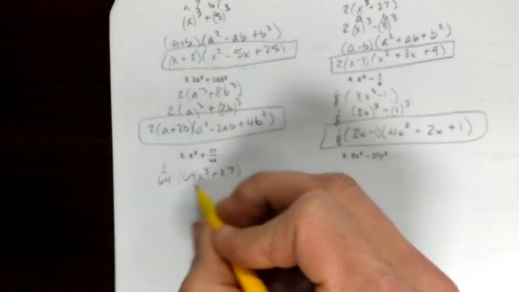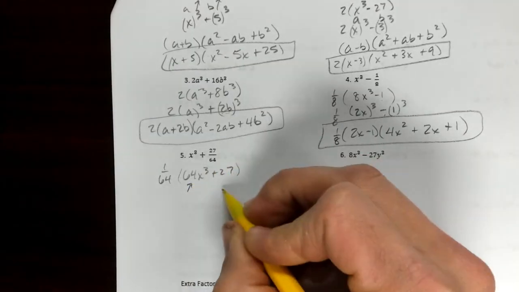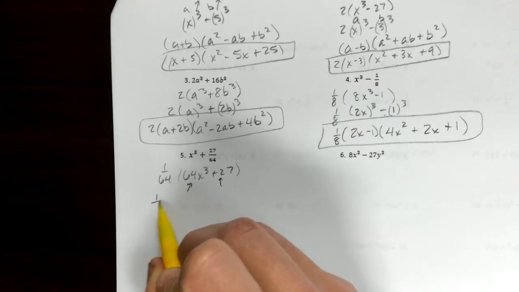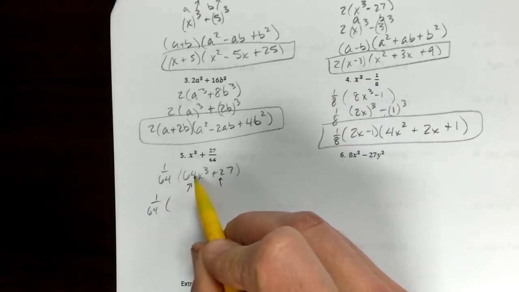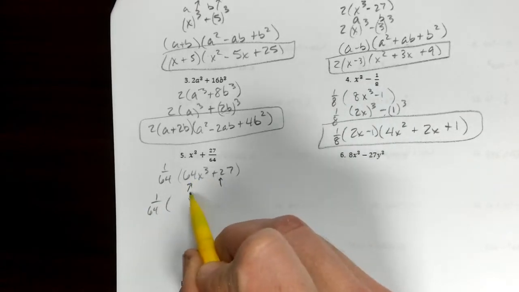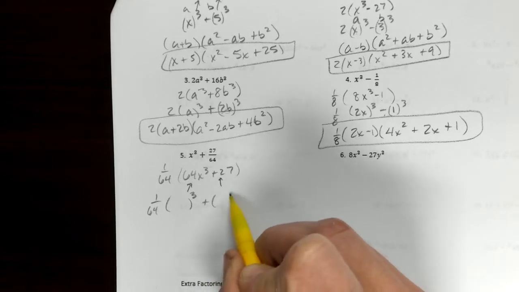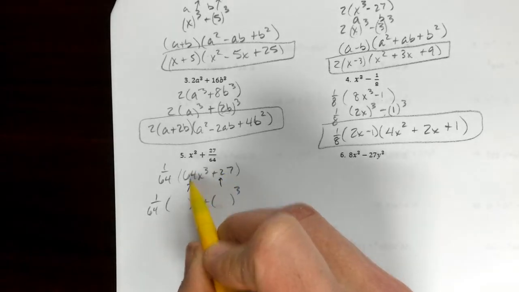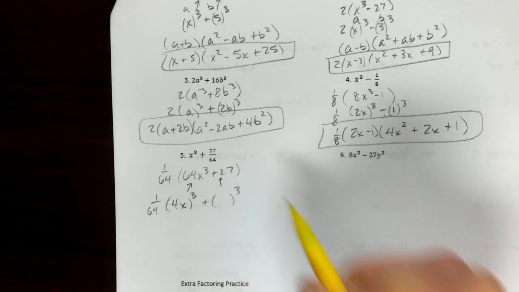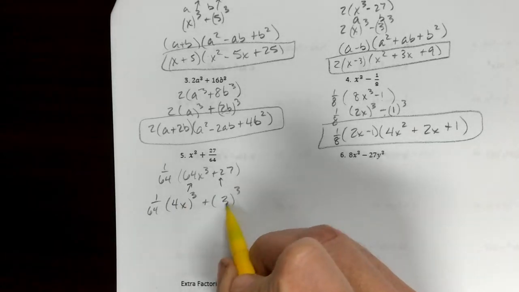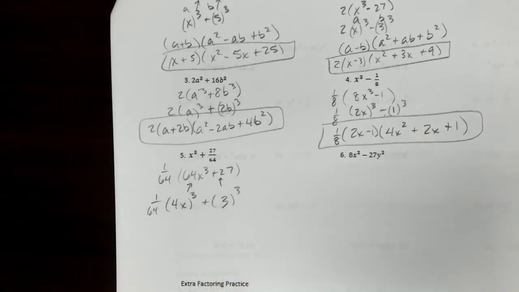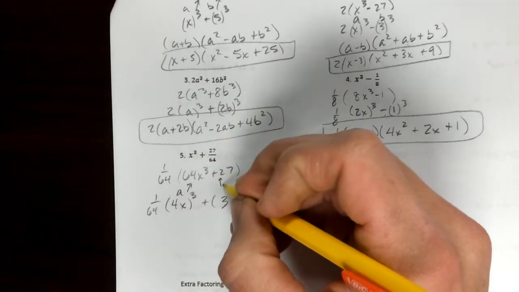Alright, so now we can factor this. Okay, this is perfect trinomial. So we've got 1 over 64 on the outside. On the inside, this is going to be a cubed plus b cubed. Alright, well 64, that's 4x cubed. The 27 is going to be 3 cubed. So 4x is my a, 3 is my b.